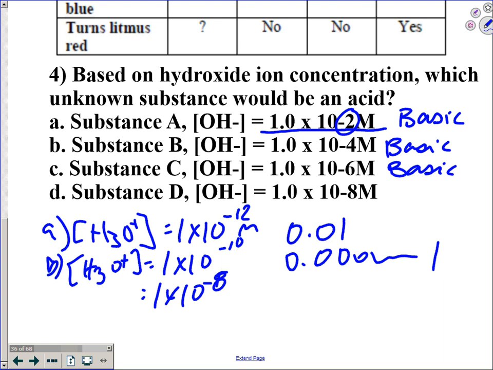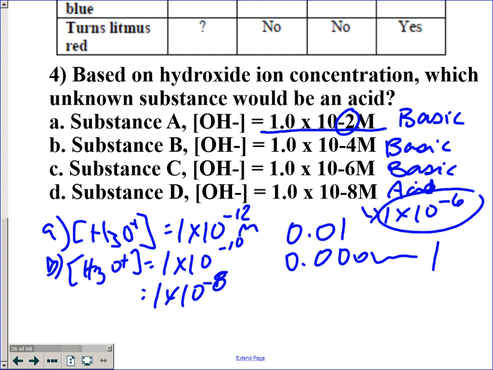The last one, what's the hydronium? Negative 6, which is bigger than negative 8. So this one right here is acidic. I had about maybe a third of you on that part, so you do have to think about the relationships. Okay, good so far.